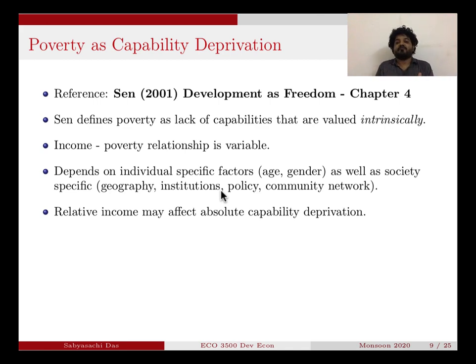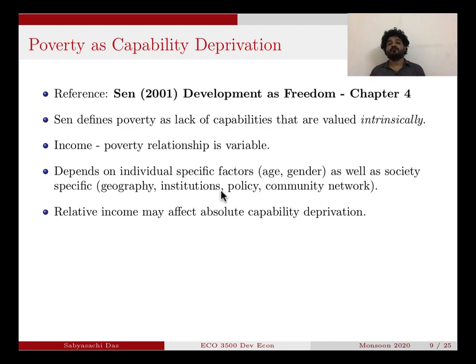So Sen's definition of poverty is lack of capabilities: lack of attainability of a list of things that individuals value intrinsically. So if I am not able to attain this minimum irreducible core list of capabilities as an individual, then I am poor. Okay? So that's the idea.